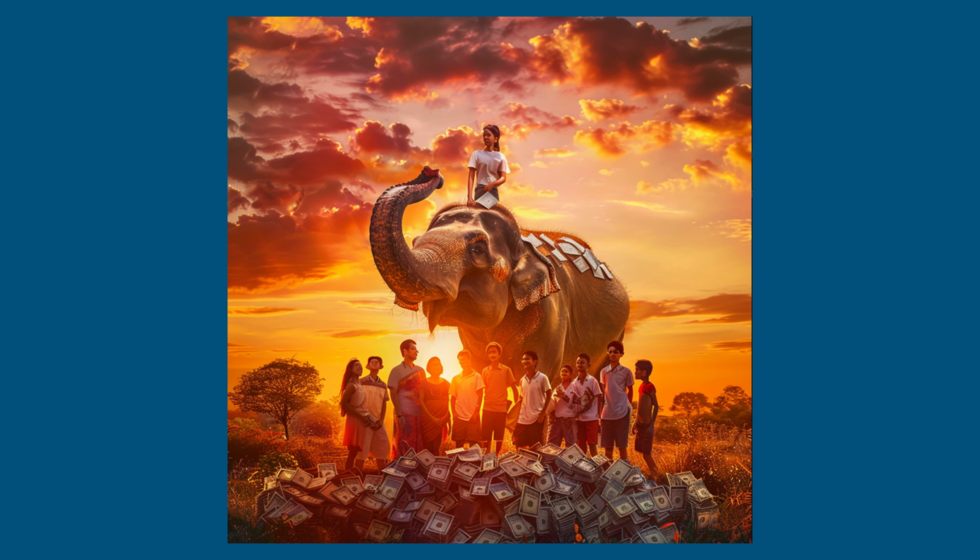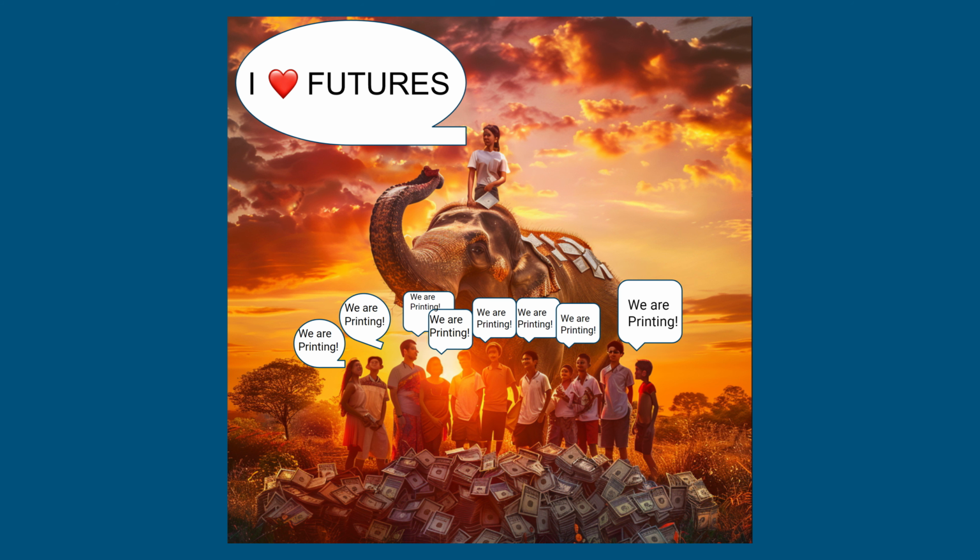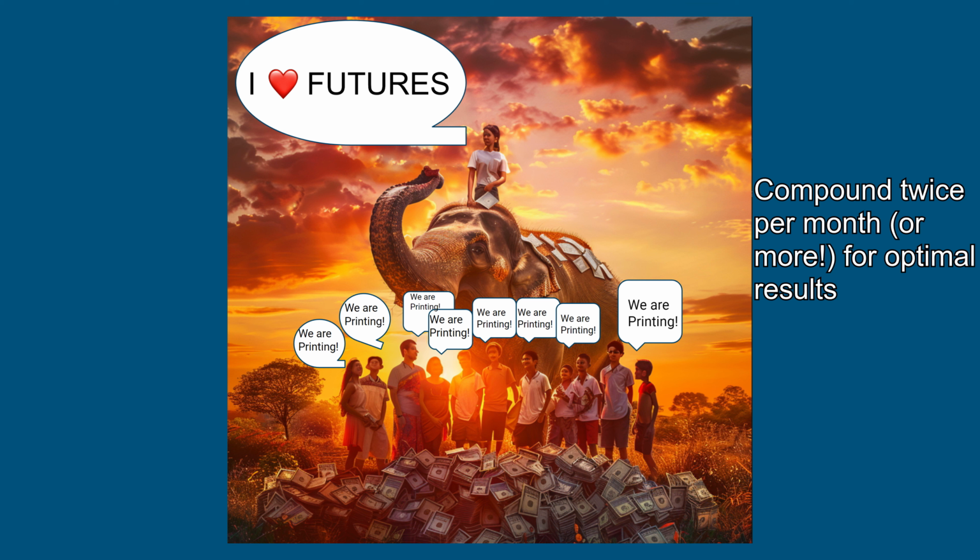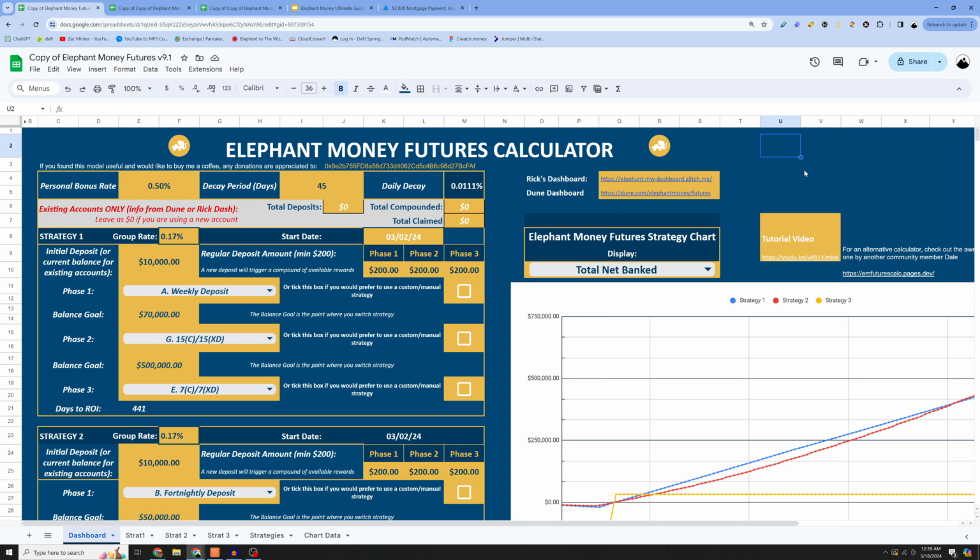This means for a futures user to ensure they are getting the maximum yield, they should build a strategy involving a compound every 14 days minimum. With that in mind, let's look at 3 different strategies. Here I have CryptoStew's Elephant Money Futures Calculator. You can find this link in the description below.